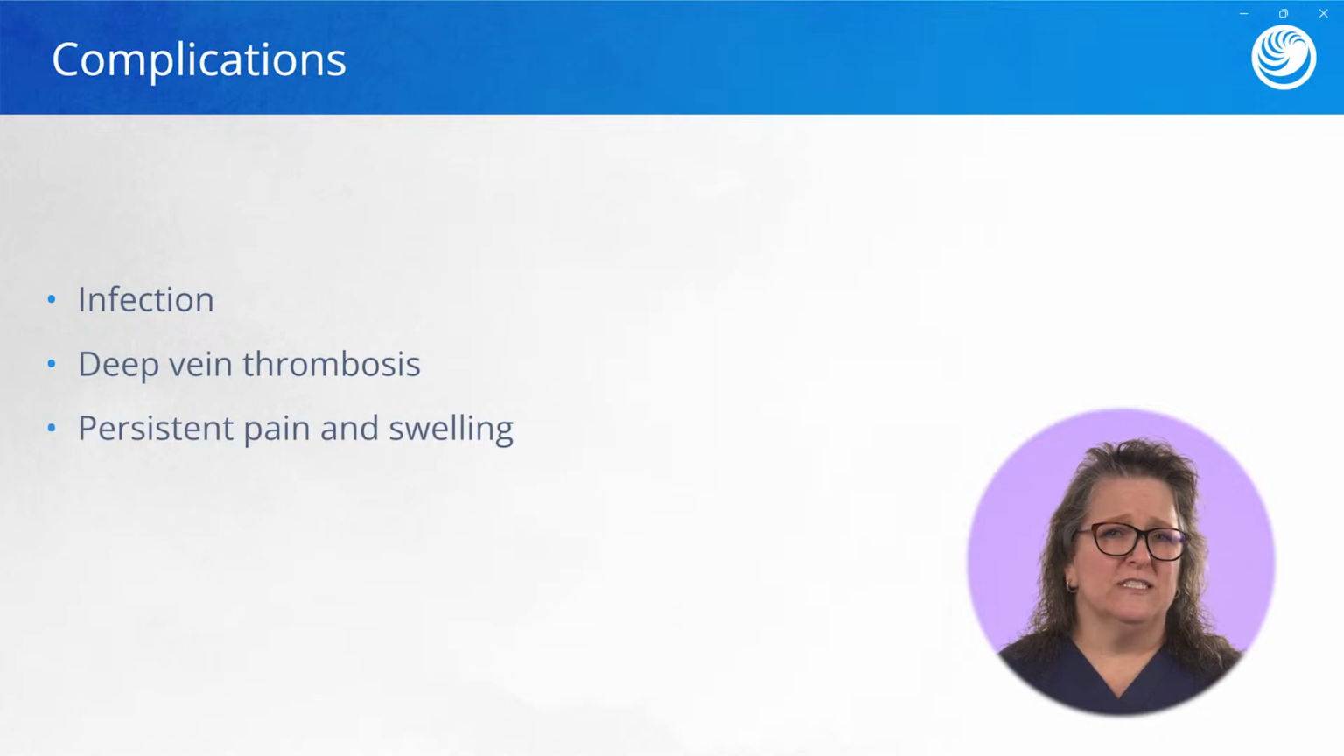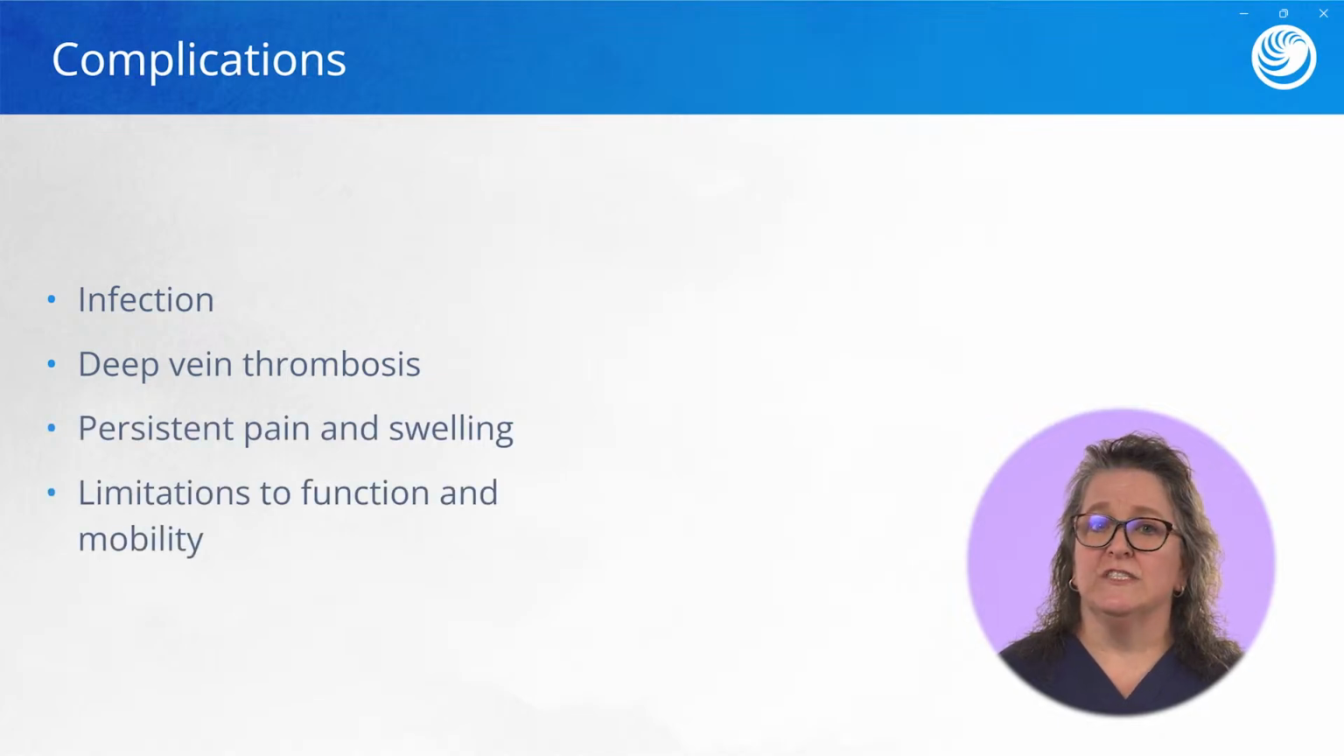To prevent DVT, there are different interventions that are included in a client's care. The client should have proper hydration, early ambulation and exercises, and anticoagulant therapy. Clients may have persistent pain and swelling, which can then lead to limitations to function and mobility. This will affect their daily lives and possibly the ability to care for themselves.